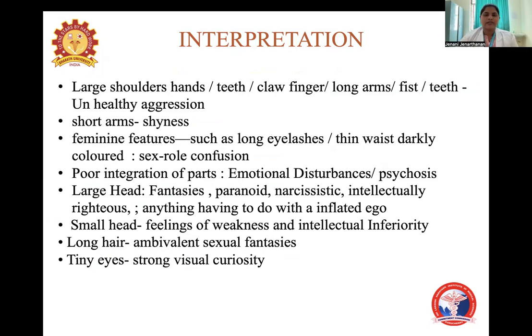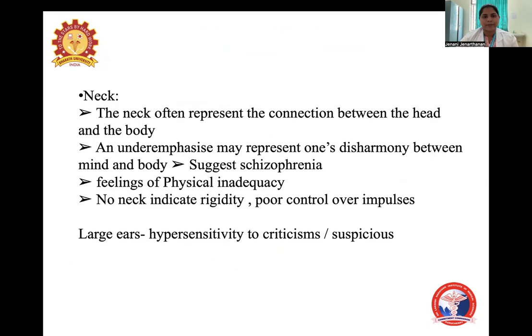Large shoulders, teeth, claw fingers, long arms, fist: unhealthy aggression. Short arms: shyness. Feminine features such as long eyelashes and a thin waist, darkly colored: sex role confusion. Poor integration of the parts: emotional disturbances or psychosis. Large head: fantasies, paranoid, narcissistic, intellectual rigidity, anything having to do with an inflated ego. Small head: feeling of weakness and intellectual inferiority. Long hair: ambivalent sexual fantasies. Tiny eyes: strong visual curiosity.